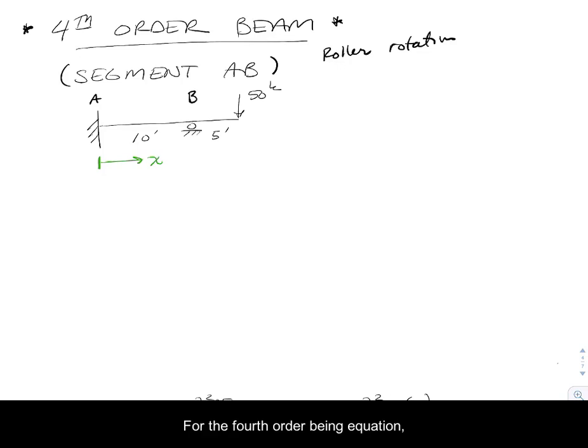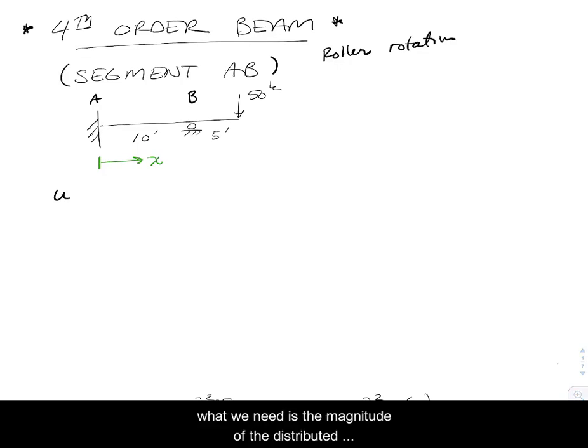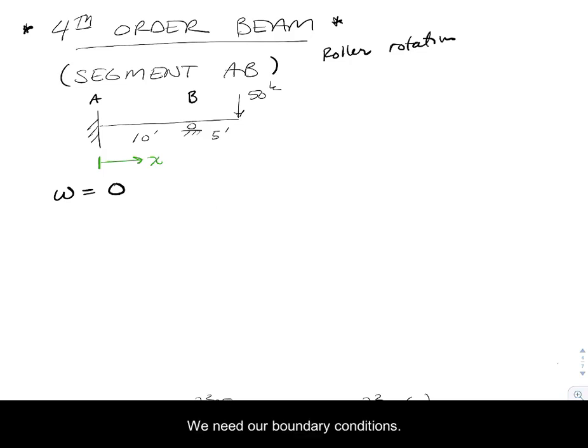And so to do the fourth order beam equation, what we need is the magnitude of the distributed load, which is known as W. And on that segment of the beam from A to B, there is no distributed load. And we need our boundary conditions.